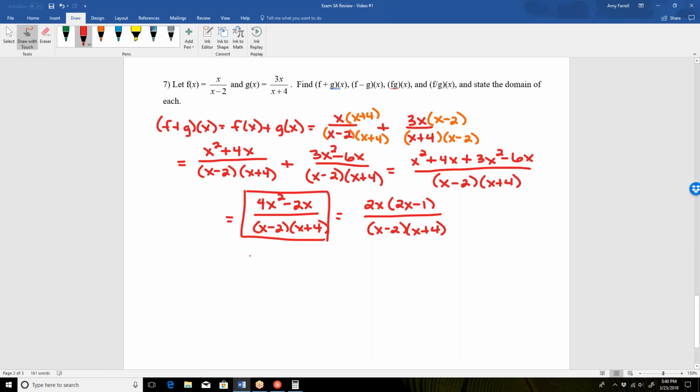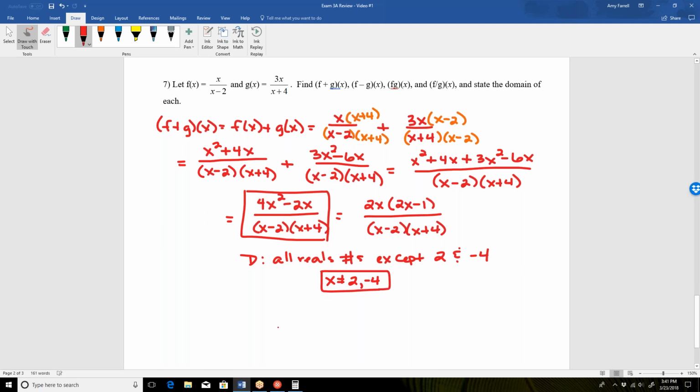Okay, let's talk about domain with this one. For the domain, since division by 0 is undefined, we don't want either of these factors from the denominator to be 0. So this means that our domain is all real numbers except 2 and negative 4. Because 2 and negative 4 would result in a denominator of 0. Now, I typically just write x cannot equal 2 or negative 4. I usually write it like this.